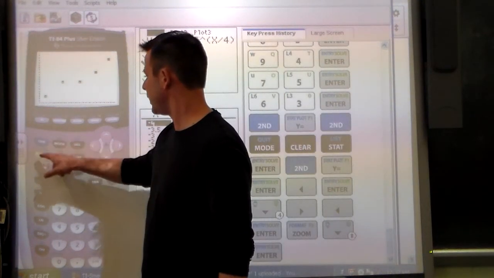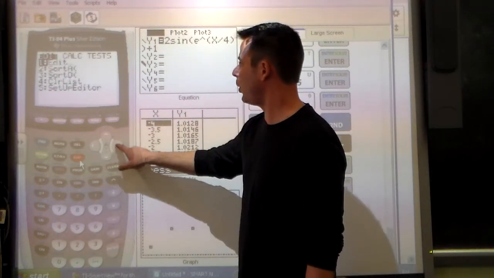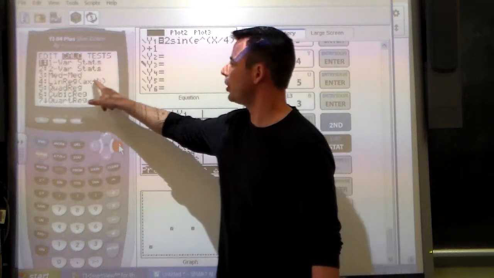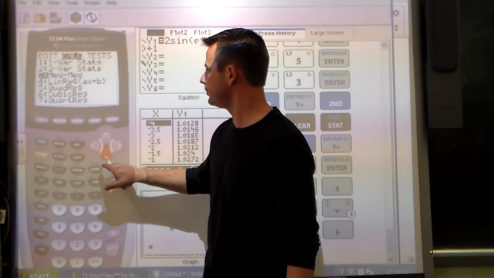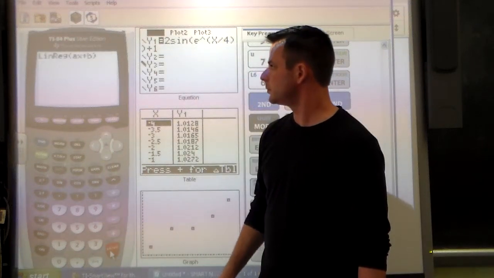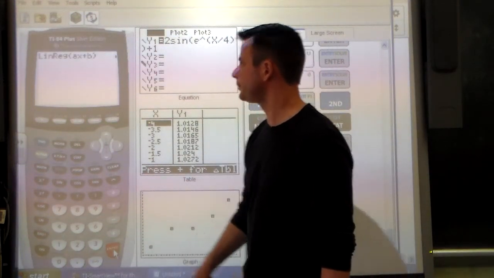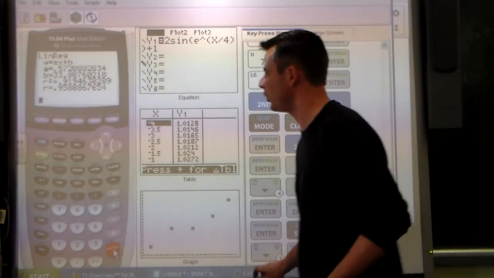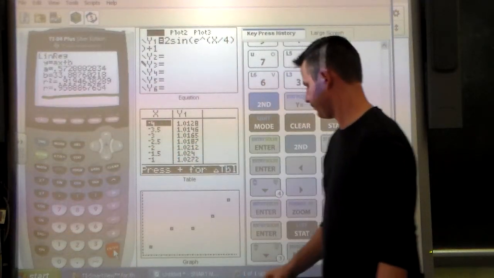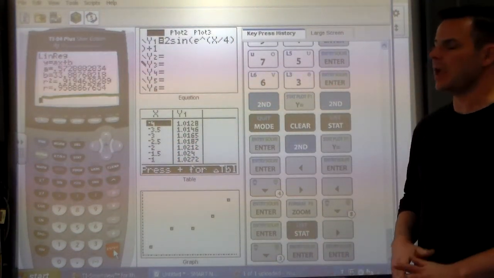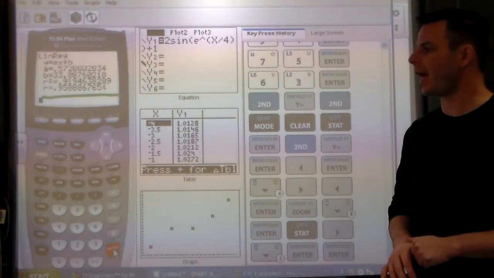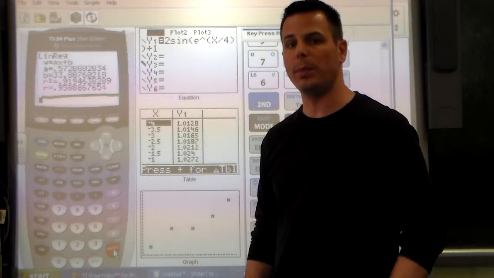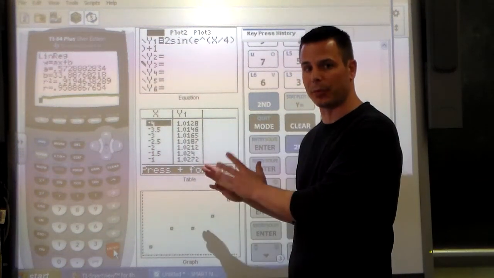The way we'll do that is stat button again. Now we want to calculate. What are we looking to calculate? We're looking to calculate the linear regression. So 4. Okay, so push enter. And now we have our values for R. Notice, there's R. Now, if you don't have an R in your calculator, that means your diagnostics have been turned off. Your diagnostics will be turned off if your calculator's memory is clear.